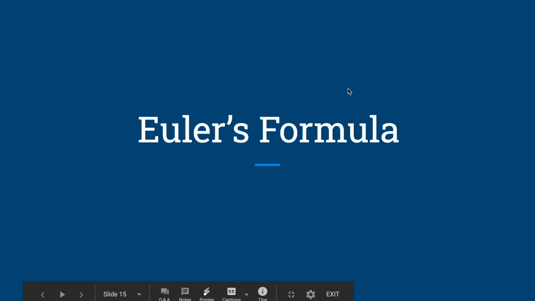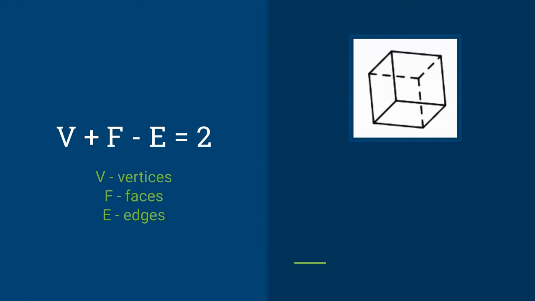Now we'll be moving on to Euler's formula, which will be used if you don't know how many vertices or edges or faces there are. The formula you would be using is v plus f minus e equals 2, which is essentially vertices plus faces minus edges equals 2. And like I said before, you'd only use this if you don't know how many vertices or edges or faces there are, assuming that you have the other two components.